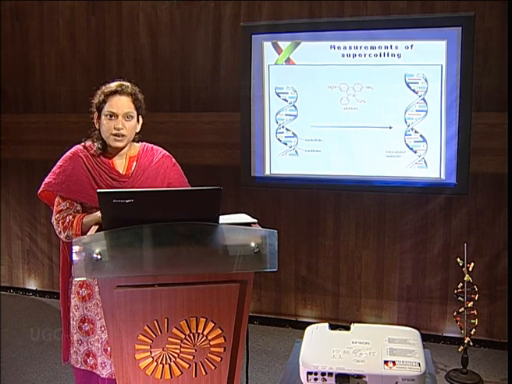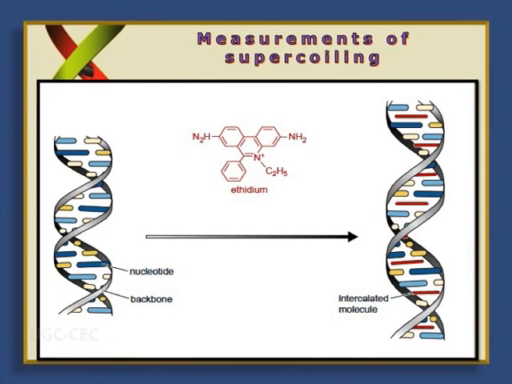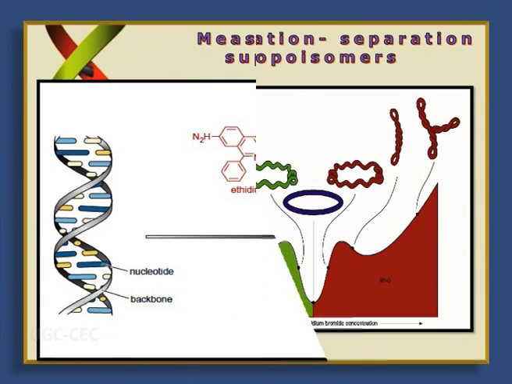Now, the measurement of supercoiling can be done by various means. One is through ethidium bromide. Ethidium bromide, whose structure is shown in this slide, contains 3 ring-like structures. The presence of these 3 ring-like structures allows it to intercalate between the coplanar purine-pyrimidine bases. It's been found that ethidium bromide at the site of insertion causes unwinding of DNA.